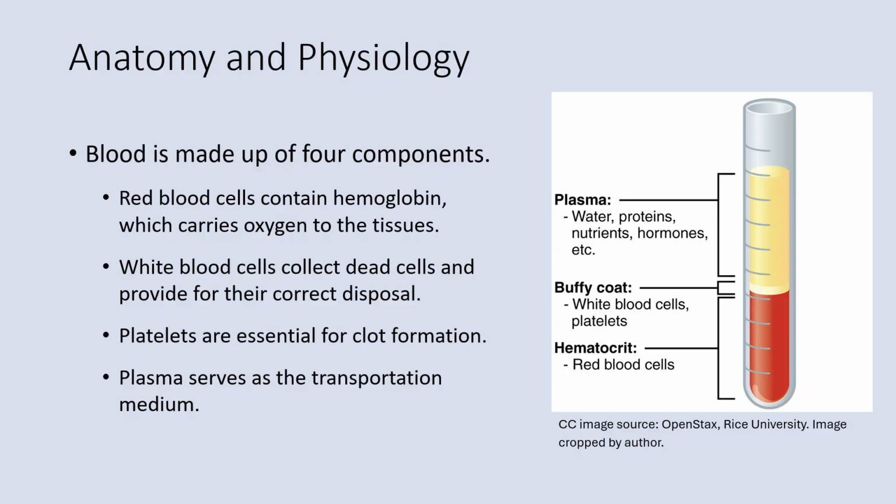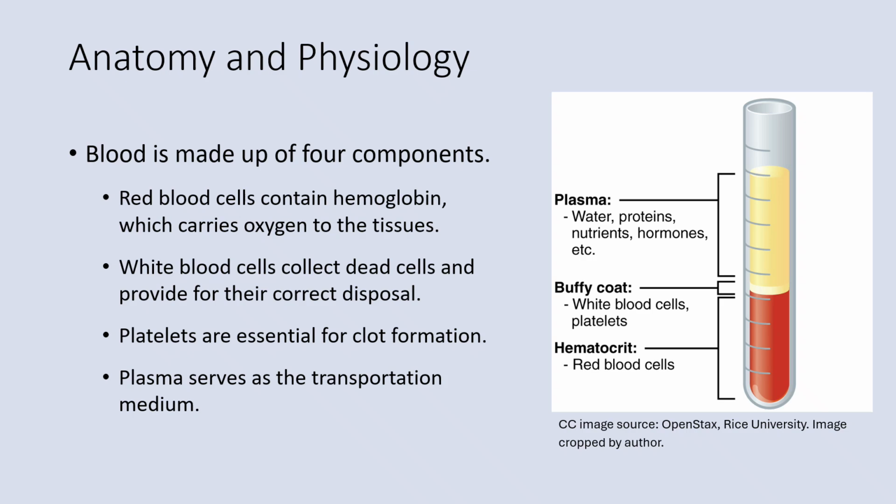First, we'll start with a quick review of the four components of blood that help to maintain the body's homeostatic balance. Red blood cells contain hemoglobin, which carries oxygen to tissues. White blood cells respond to infection and collect dead cells and provide for their correct disposal. Platelets are essential for clot formation, and plasma is the fluid portion of the blood that serves as a transport medium for blood components, proteins, and minerals.